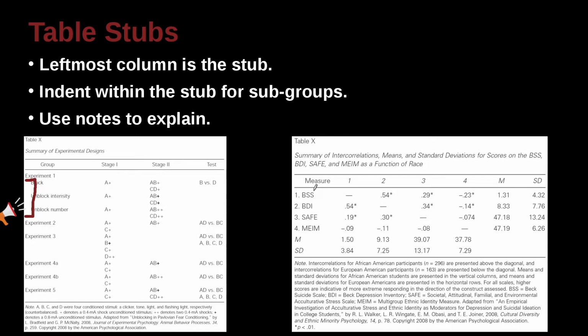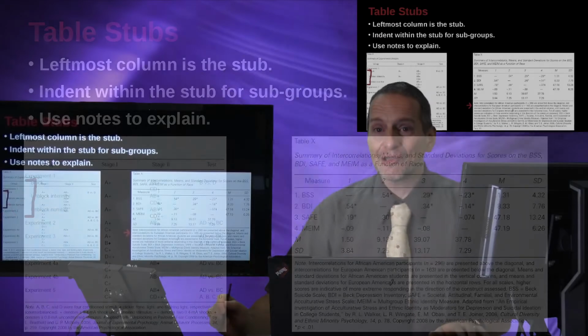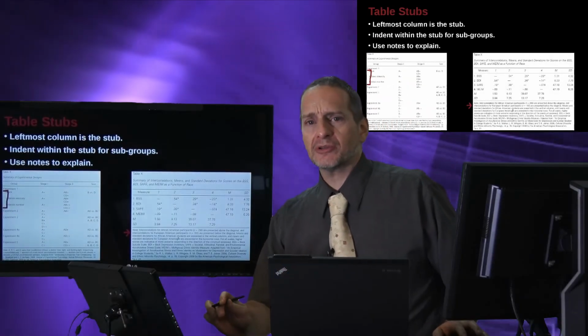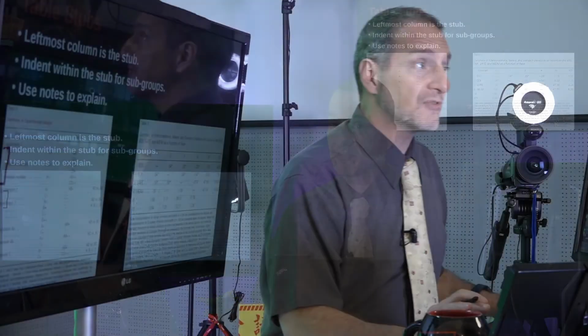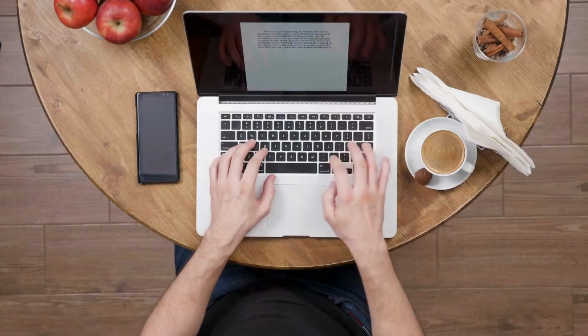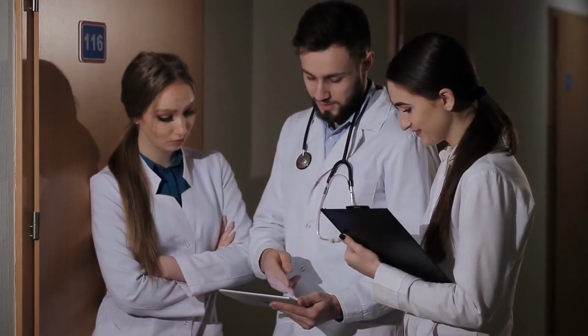Also over on this side here, for this example on the right side, you can see that we have a lot of notes down here. And these notes are explaining a lot about the table. This note looks really long, doesn't it? A long note. What's wrong with a long note? Well, there's nothing wrong with a long note. Actually, it's very common to see really long notes in very technical papers.